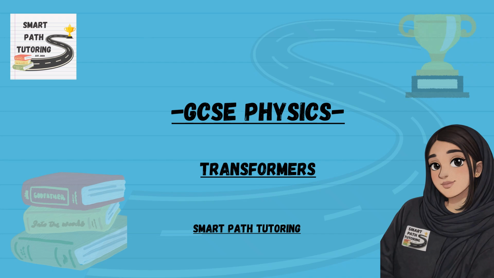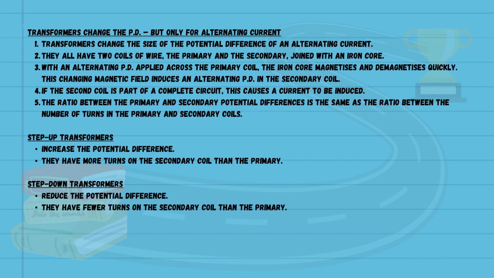This video is on GCSE Physics, specifically on transformers. Transformers change the potential difference, but only for an alternating current. Transformers change the size of the potential difference of an alternating current.